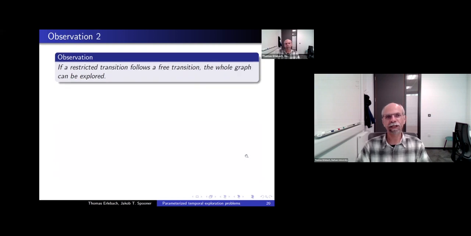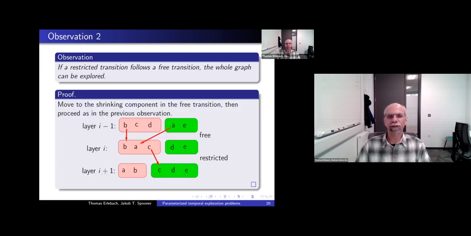Second observation that follows from that: if you have a free transition followed by a restricted transition, then you can explore the whole graph. Because in the free transition, you can go into the component that will be the shrinking component in the restricted transition. And then, as we've seen in the previous observation, in this restricted transition, we can explore everything. So if free is followed by restricted, we can explore everything.